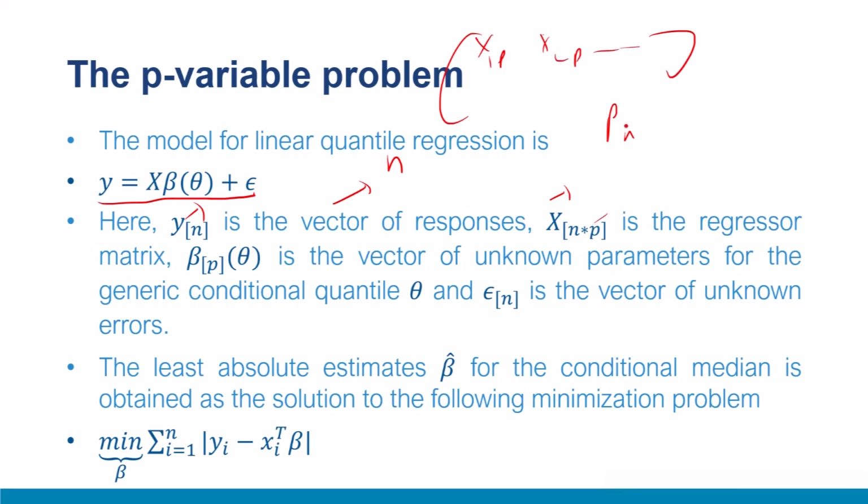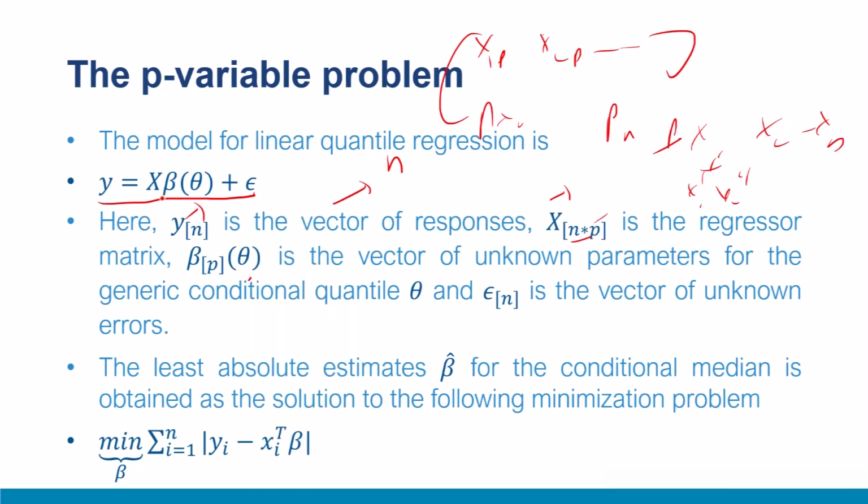So you'll have p regressors, x1, x2 up till xp, and each regressor will have x1 dash, x1 double dash, and so on. You'll have n observations corresponding to each regressor. Because you have p regressors, you'll have a matrix of p cross n. In terms of coefficients, you'll have quantile specific coefficients.